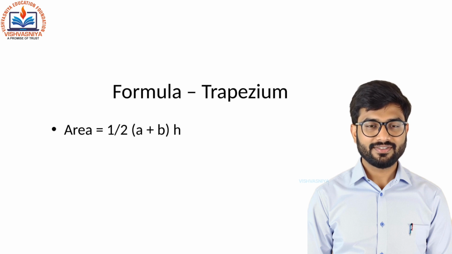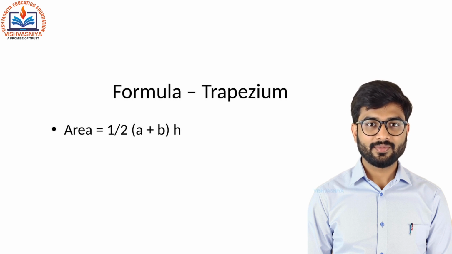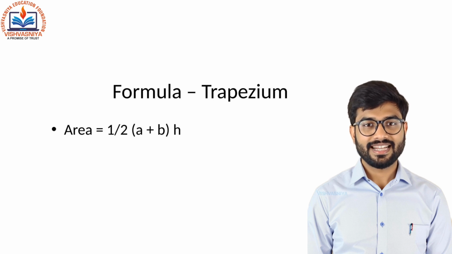Trapezium is a quadrilateral with one pair of parallel sides. Formula: area is equal to 1 by 2 times sum of parallel sides times height. Example: base is equal to 10 centimeters, height is equal to 5 centimeters, area is equal to 1 by 2 times 10 times 5 equals 25 cm².